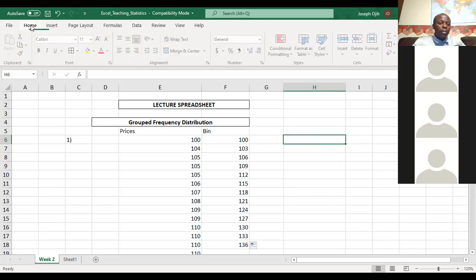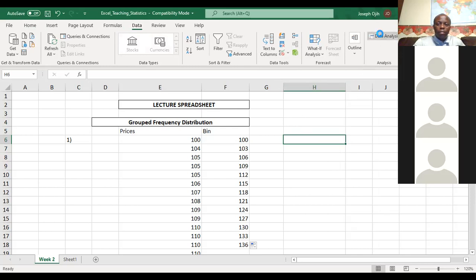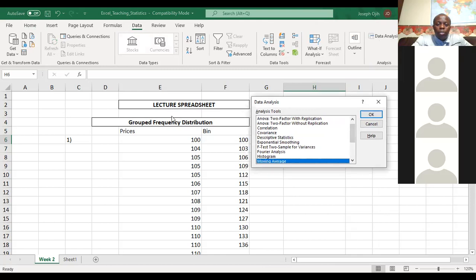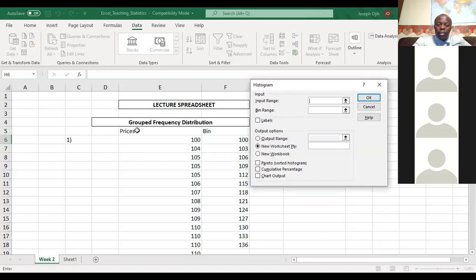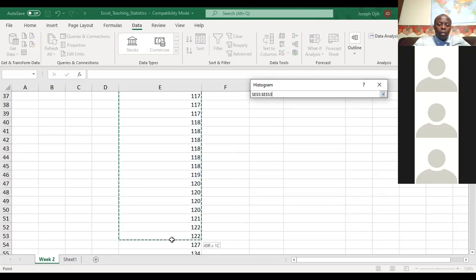So you click on Data Analysis. As it opens, you are going to do a group frequency distribution using Excel. It doesn't have any name that says group frequency distribution, so what you're going to use is Histogram. It will give you the frequency distribution and the histogram as well. Click OK. Now the input range is the data, so click here and highlight all the input range.